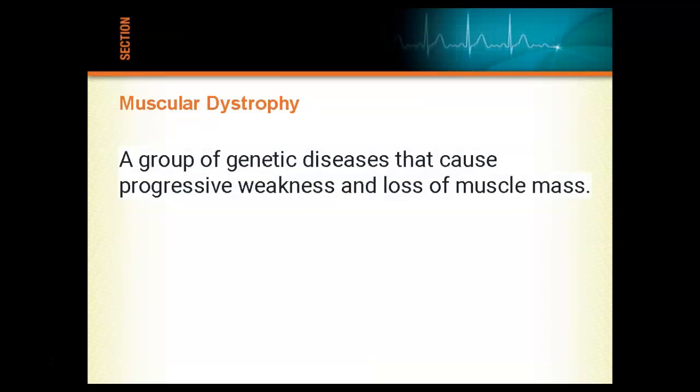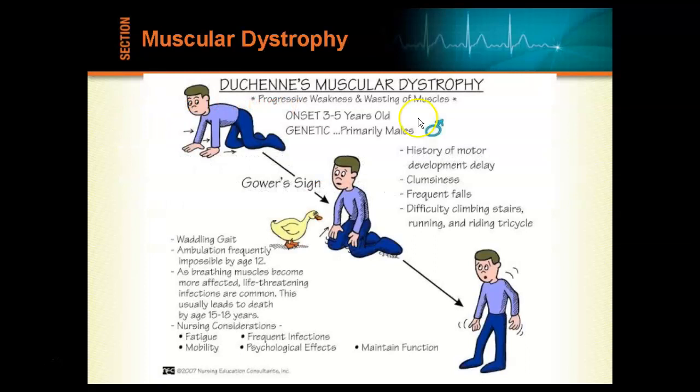All right, muscular dystrophy. This is a group of genetic diseases that cause progressive muscle weakness and a loss of muscle mass. Muscular dystrophy is a terrible, debilitating diagnosis to receive. It is genetic, so if someone in your family has had it, it can be passed on to you or your offspring. One of the worst ones is called Duchenne's muscular dystrophy, progressive weakness and wasting away of muscles. The onset of this is usually when the child is 3 to 5 years old. So they've developed normally until they are 3 to 5 for the most part.